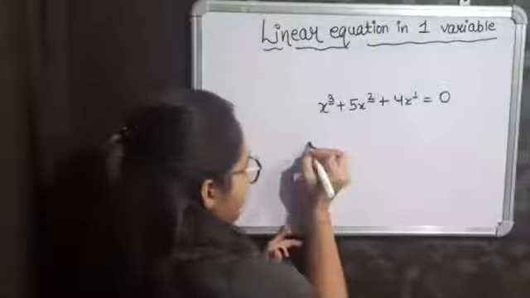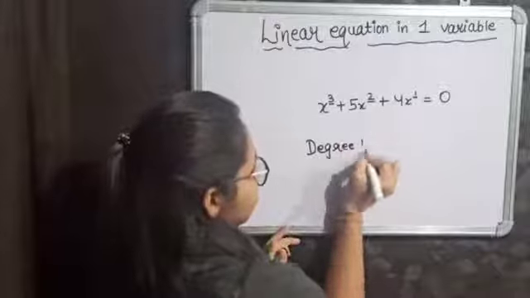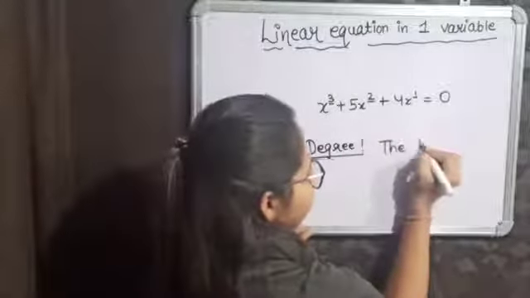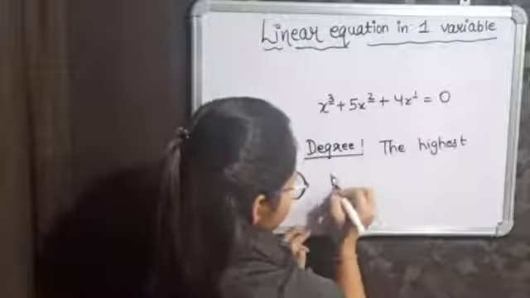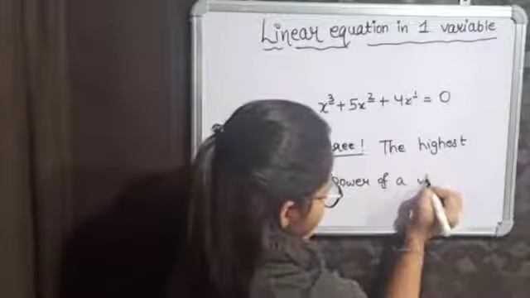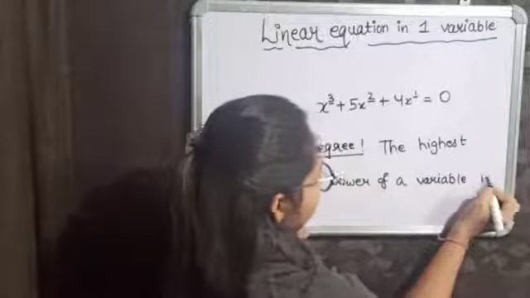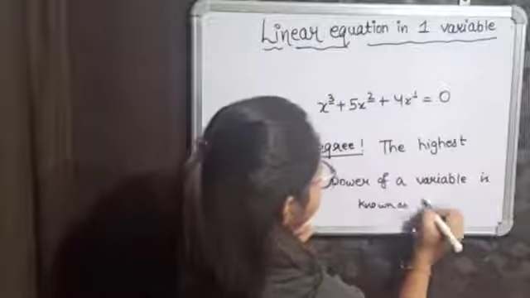And there is another term in our chapter, that is degree. What is degree? Degree is the highest power of a variable. The highest power of a variable is known as degree.